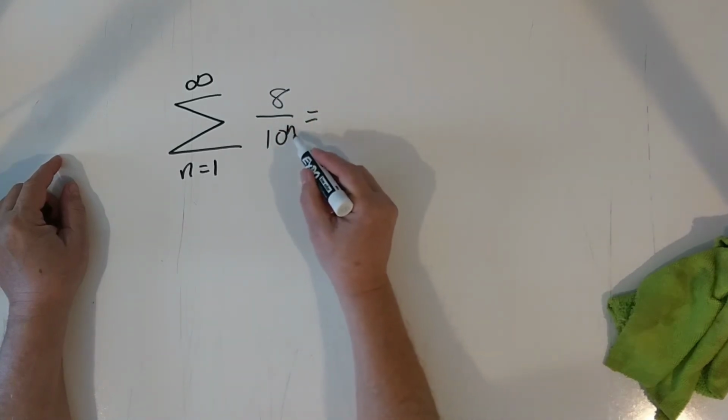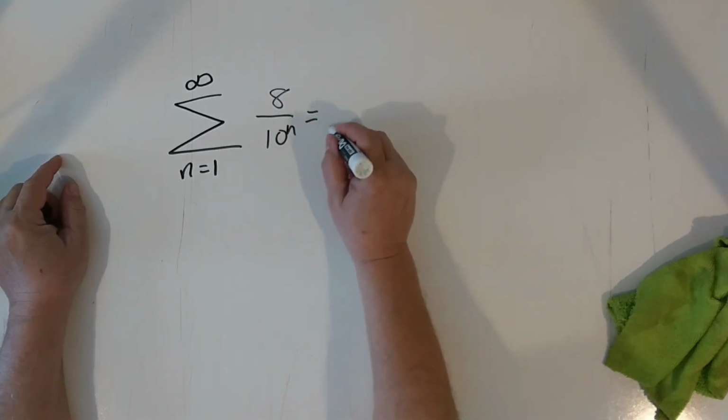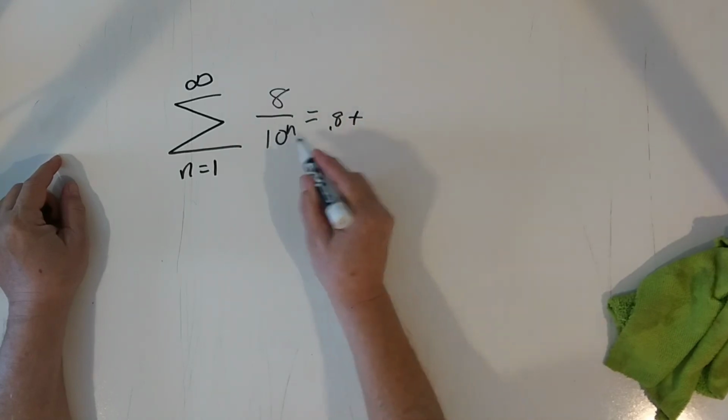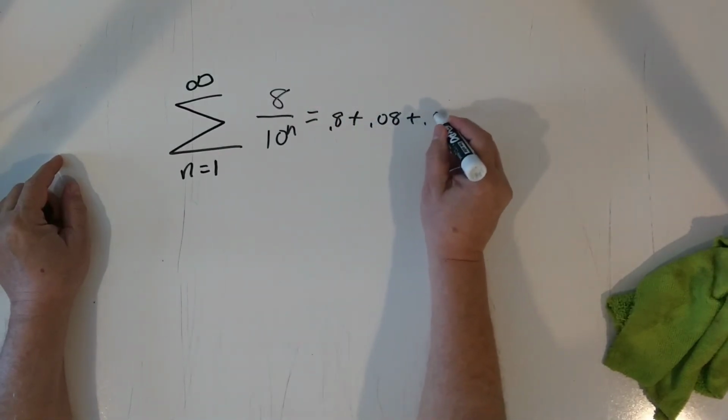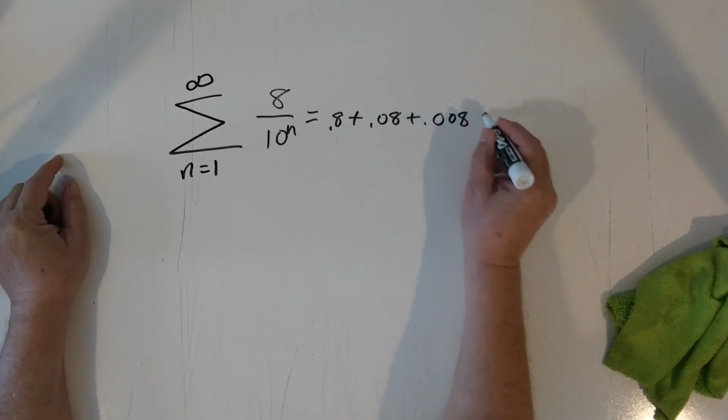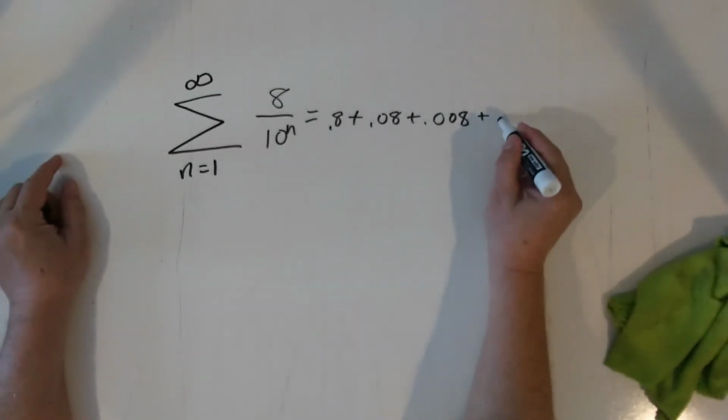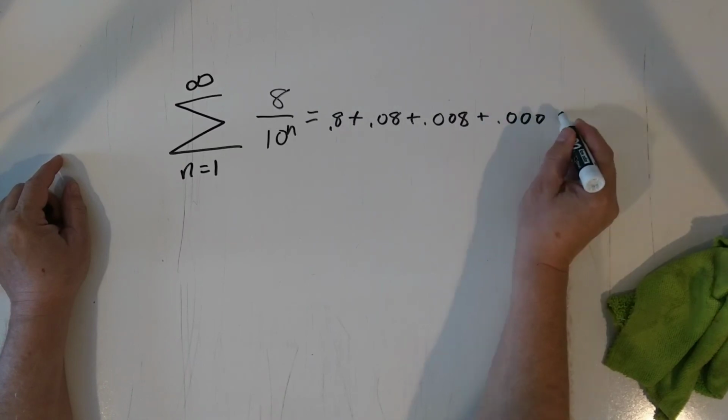So when n is 1, it's 8 tenths. When it's 2, it's 8 hundredths. When it's 3, it's 8 thousandths. When it's 4, it's 8 ten-thousandths. I think you can see the pattern.